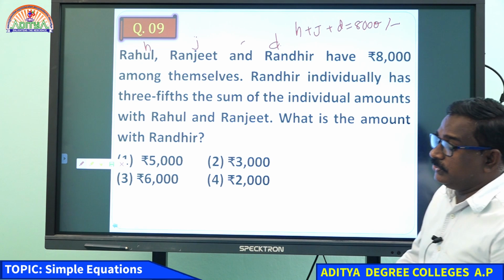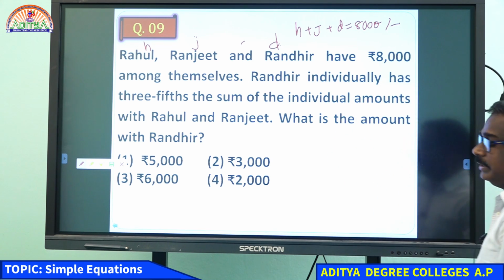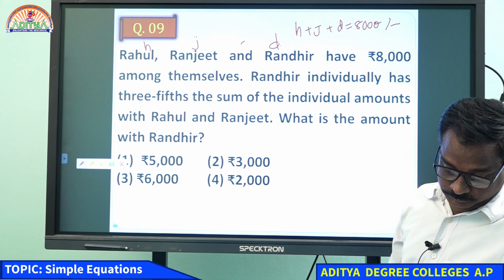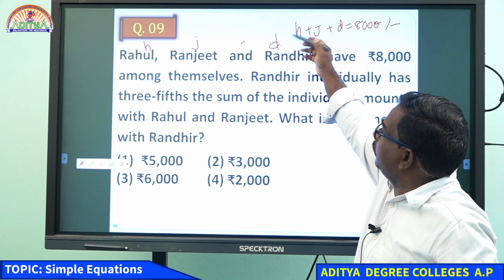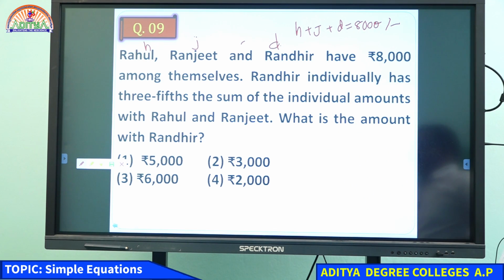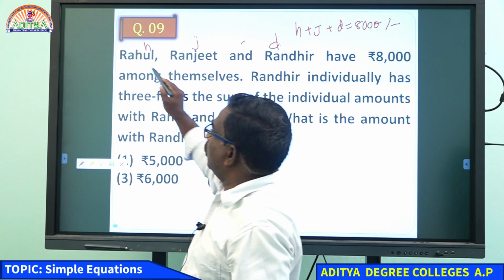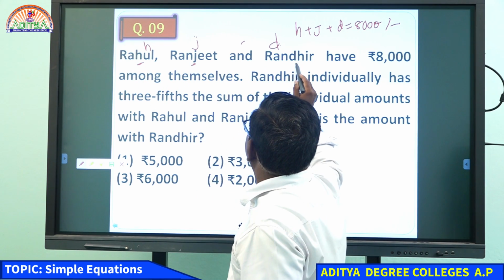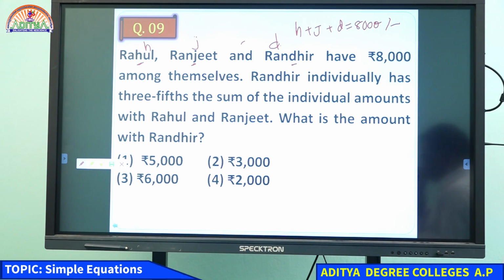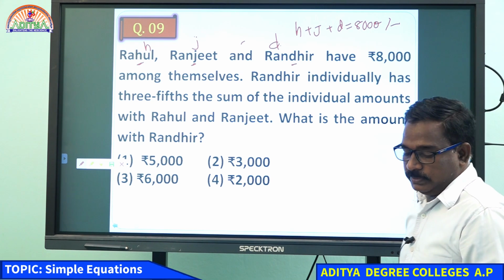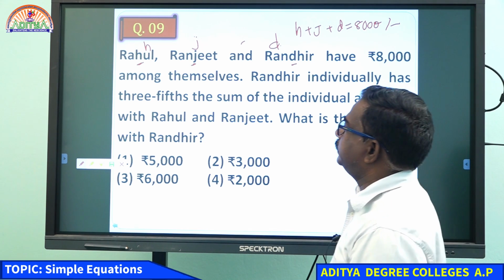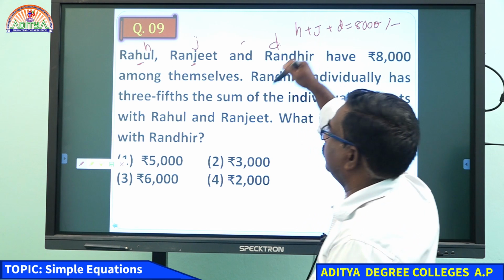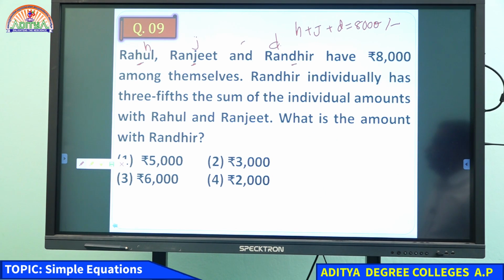After that, read carefully what is given and find the equation. Randhir means D, Ranjit means J and Rahul means H. I just took these letters for Rahul, Ranjit and Randhir: H, J, D.